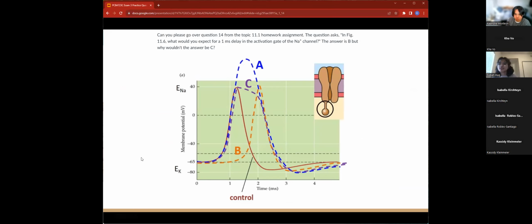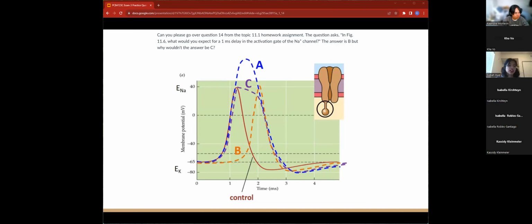Okay, I'll go over this question. We have a few things that we didn't go over in the practice questions that were from the discussion that we'll go over right now. This kind of relates to figure 5, but this person was asking what would happen if there's a delay in the activation gate, and why the answer wouldn't be C, why it's B instead.